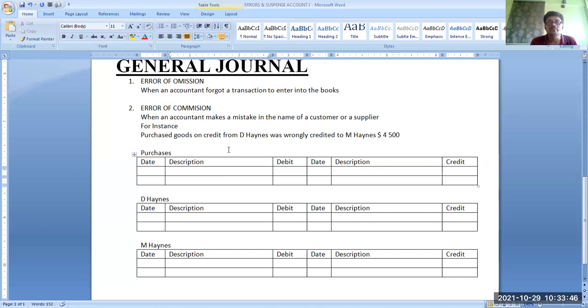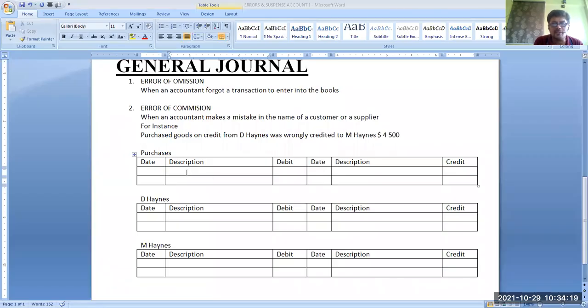Debited, credited. Okay. Now, I am telling you. Purchases is going to be debited $4,000. And D. Haynes is supposed to be credited $4,000. But instead, that is the entry actually. But what we did, instead of writing in D. Haynes, we wrote in M. Haynes account, $4,000. Are you getting my point here? So debit was correct. But credit was wrong. It was supposed to be credited in D. Haynes account, but we have credited in M. Haynes account.